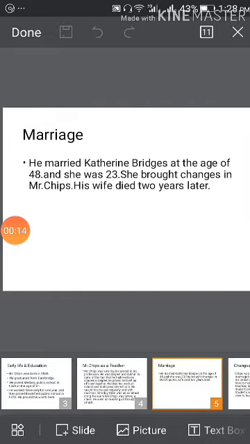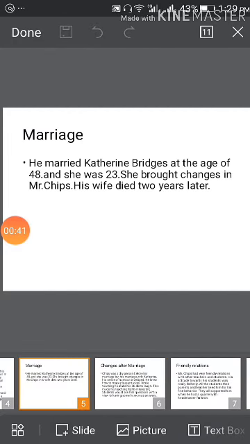So there is another character in this novel. Her name was Catherine Bridges. She was an open-minded and kind-hearted lady. She met Mr. Chips during a visit to France while Mr. Chips was on his holidays, and she was also there.